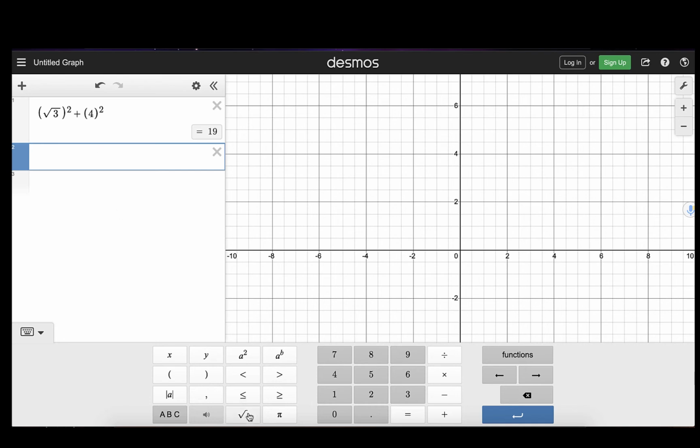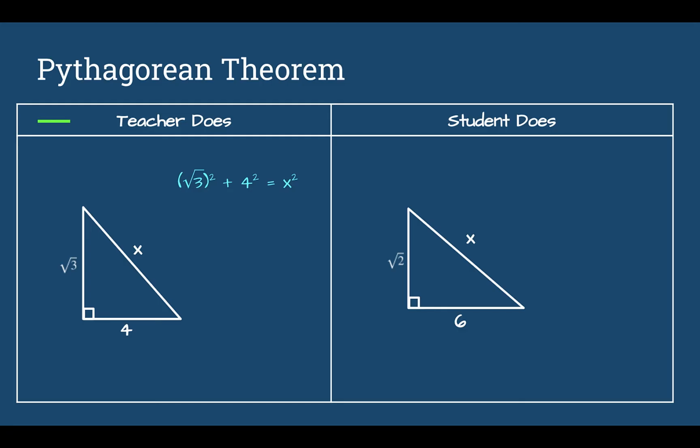Then, to figure out the square root of 19, I can just go down a line and type it in. I know that my answer must be 4.36 if I round it. So I just typed in the problem in one line and took the square root of the next line to get my answer. So back here we had the square root of 3 squared plus 4 squared is equal to x squared.